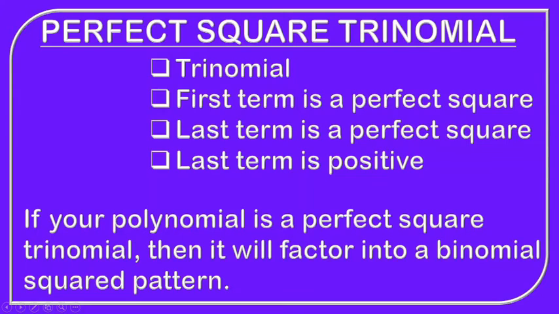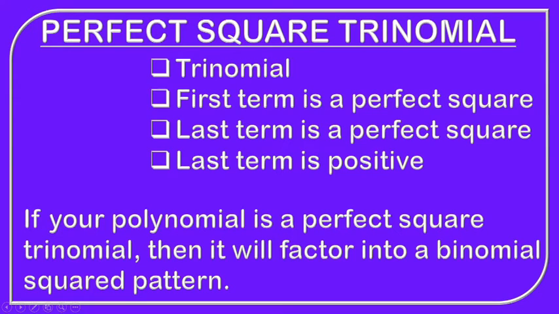Done. A perfect square trinomial. Again, another way to instantly know what your binomial factors are. If you're looking at a polynomial and it's a trinomial and its first term is a perfect square and its last term is a perfect square and its last term is positive, if that's what you're looking at, then your polynomial is a perfect square and it will factor into a binomial squared pattern.